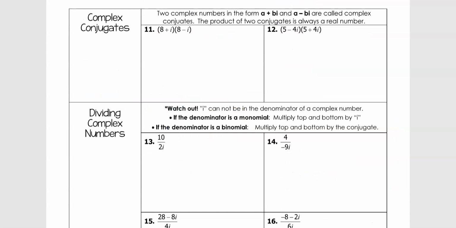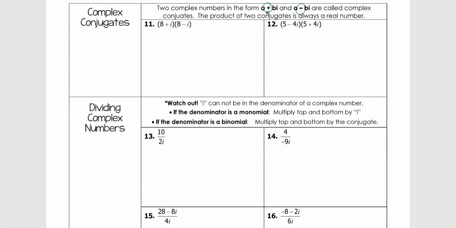All right, next we have our complex conjugates. Conjugates are basically numbers that are multiplied together to get a real number. They will have different signs in the middle. So we have plus here and a minus here, and everything else will be the same. The reason it'll be a whole number is because the i's will end up canceling out. It's just like when we had our difference of two squares. So let's go ahead and do this one, number 11.